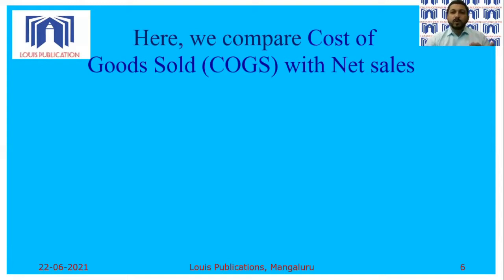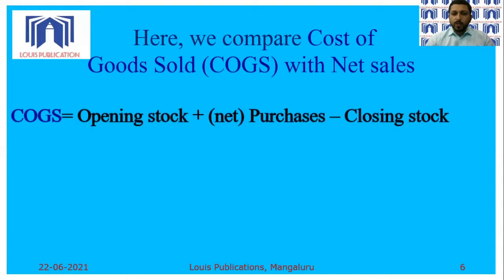When I spoke about this concept of cost of goods sold: opening stock plus purchases minus closing stock. Remember this. So same thing, cost of goods sold is equal to opening stock plus net purchases. Net purchases would mean purchases minus purchase returns, and minus closing stock. This is the original formula for cost of goods sold. But in trading account, we add one more point extra, that is plus direct expense on purchases.